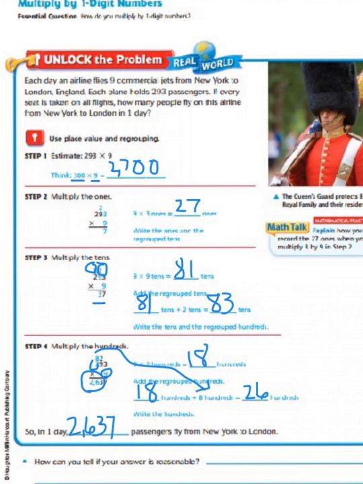Now, at the bottom it asks, how can you tell if your answer is reasonable? Well, the way that we can tell our answer is reasonable is we can compare our answer, which was 2,637, to our estimated answer, which was 2,700. And since 2,637 is close to the estimate of 2,700, the answer is going to be reasonable.